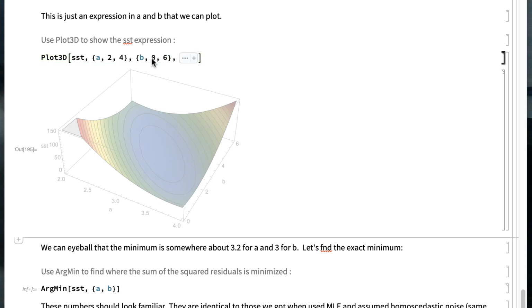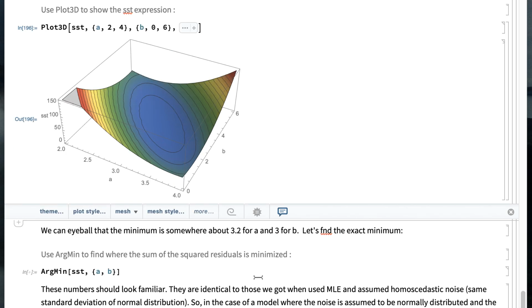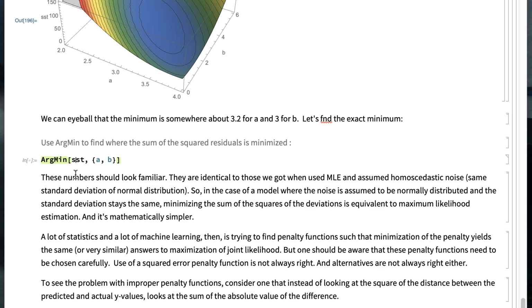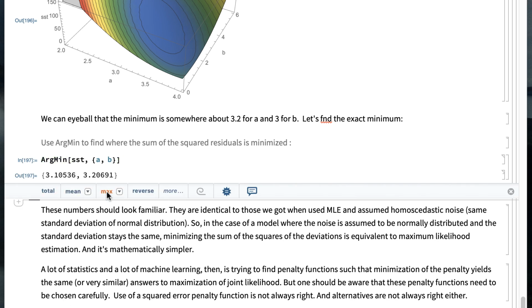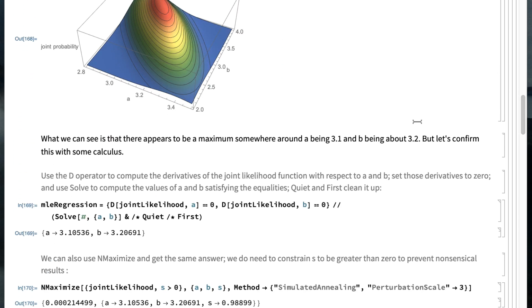Okay, now let's evaluate it. And now you can see how the sum of the squared residuals relates to A and B. And by the way, this just means it's clipping. It's actually going higher, it's just not showing it. But it looks to me like somewhere around there are the A and B values that minimize the sum of the squared residuals. I'll just ask Wolfram if it wouldn't mind computing at what values of A and B the sum of the squared residuals is minimized. And it's at 3.10, 3.20691. Now, where have we heard those numbers before? And look at this.